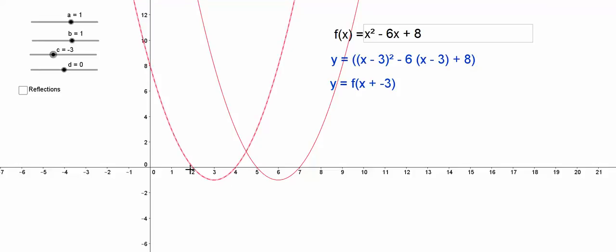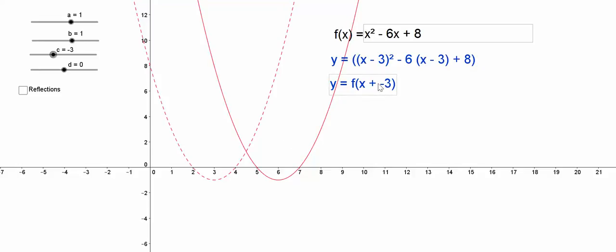this is a translation of factor 3 parallel to the x-axis. We can see, if we just look at the points where the curve crosses the coordinate axes, or the x-axis, the point 2, 0 has moved to the point 5, 0. So that has moved 3. The point 4, 0 has moved to the point 7, 0, that's also moved 3, and the whole graph has moved 3 horizontally.